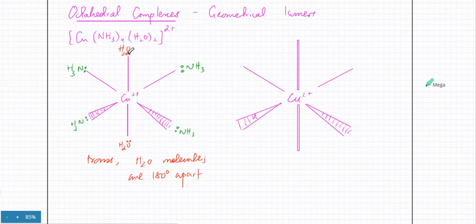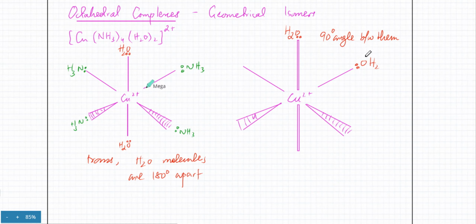Now, the other version would be that the two water molecules are not 180 degrees apart. You still have two water molecules, but the orientation would be different. So there's a water molecule over here, and there's going to be another water molecule over here. So there would be two water molecules, but this time one is on the z-axis, the other one is, let's call this the x-axis. So they only have a 90-degree angle between them. So basically you can consider them as being on the same side.